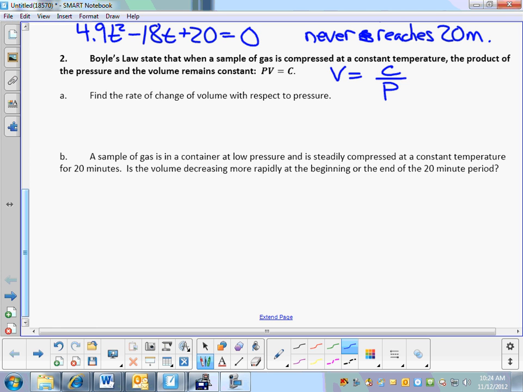True or false? The volume is changing. True. True or false? The pressure is changing. True. True or false? C is changing. False. That's a constant. It's a number. So for example, the pressure times the volume could always be equal to, say, 10, something of that nature, okay?